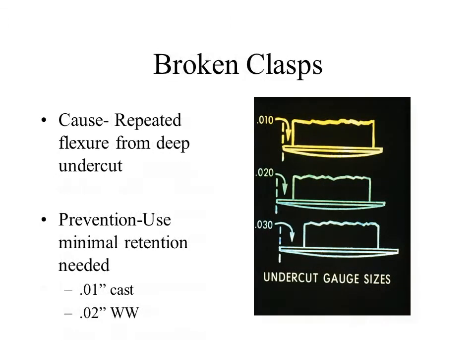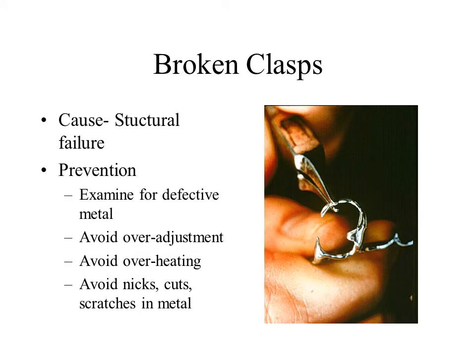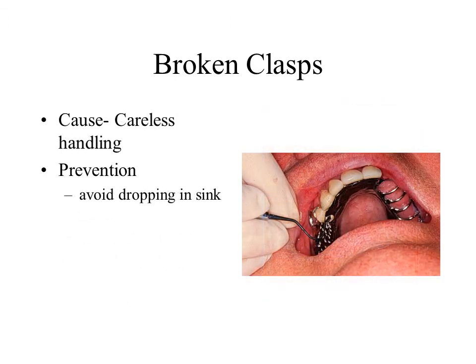Broken clasps. There are several reasons for broken clasps. Repeated flexure into an excessive undercut. Too much undercut may damage the tooth and clasp over a period of time. Structural failure of the clasp arm. This may be due to design or manufacturing errors, such as overheating during soldering of wrought wire. It also may be from repeated or excessive adjustment of the clasp.